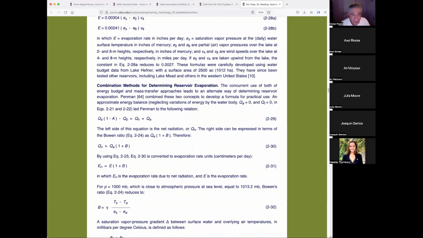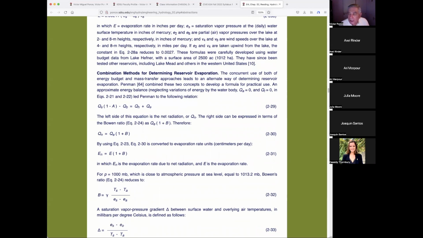Okay, so when we combine the methods of energy budget, which I already talked about, and mass transfer of Dalton, we get to a method that is called a combination method. And Penman was the leader of the combination methods, because he started developing them around 1948.